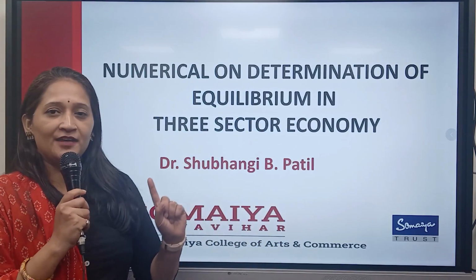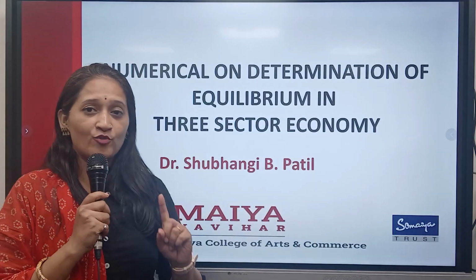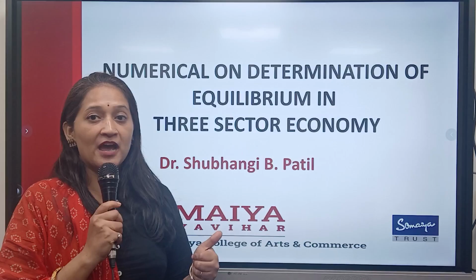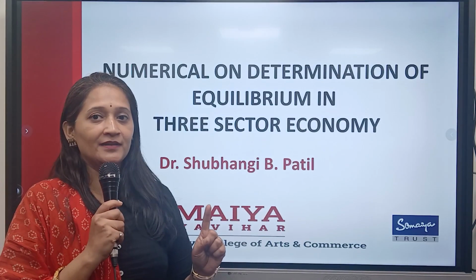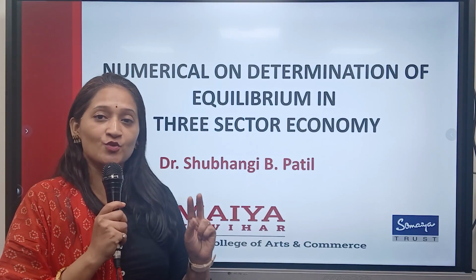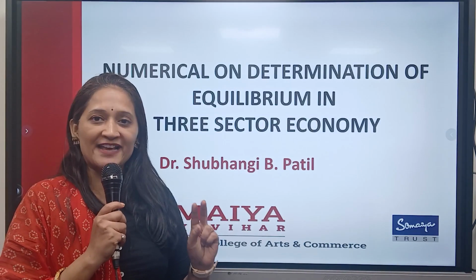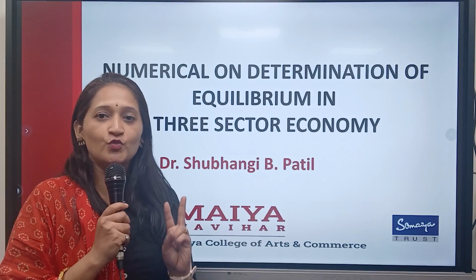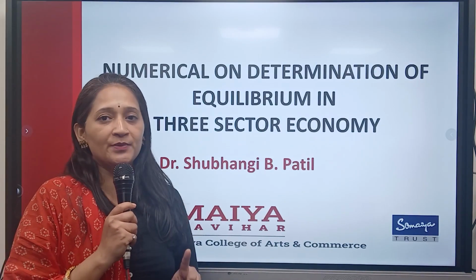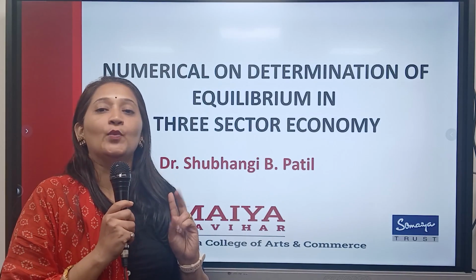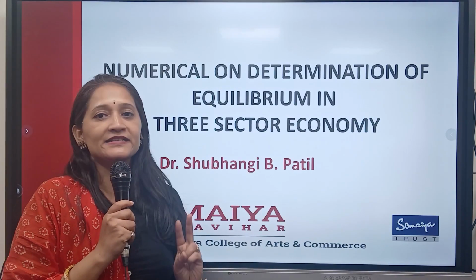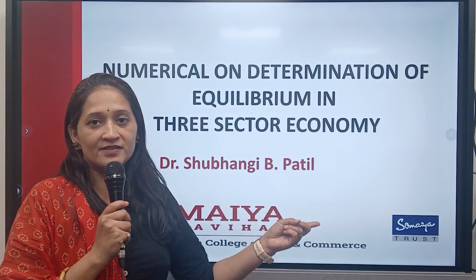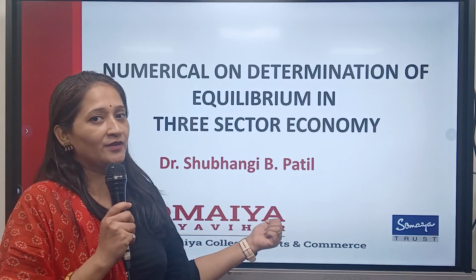I am sure you all have gone through my earlier videos on three sector economy and equilibrium, where we have learned the government expenditure multiplier, and I'm sure you must have also watched a video on the tax multiplier. If not, first go through and watch those two videos, three sector economy and equilibrium income of the country, with government expenditure multiplier and with tax multiplier. It's only after you learn those concepts that you will be able to do the calculation part on the same.